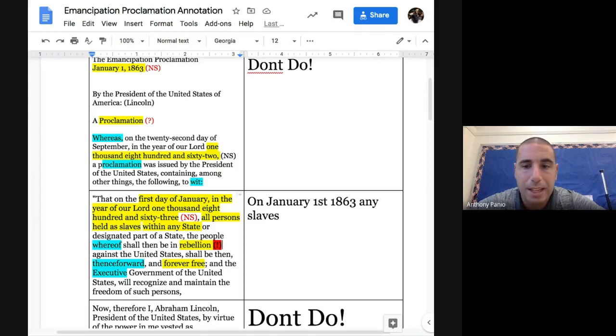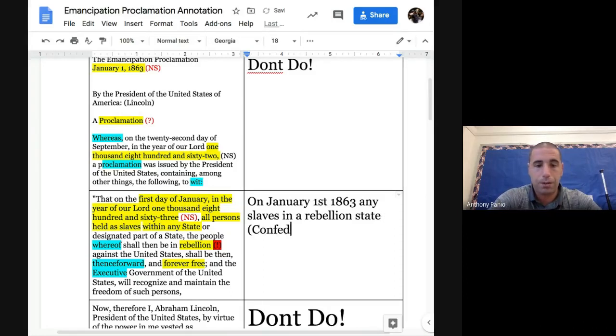So any state that's in rebellion, now we need to figure out which states are in rebellion. Is the Union in rebellion? Did they break away from the country, or did the Confederacy? And when you think about it, the Confederacy broke away. They're the ones in rebellion. They're the ones being, quote unquote, bad. So on January 1st, 1863, any slaves that are in a part of a state that is in rebellion, so any slaves in a rebellion state, I'm going to put in parentheses what that is, a Confederate state.